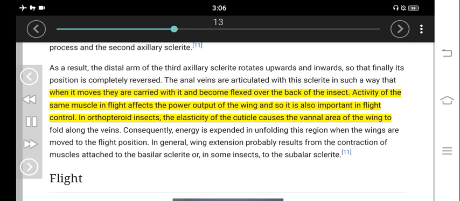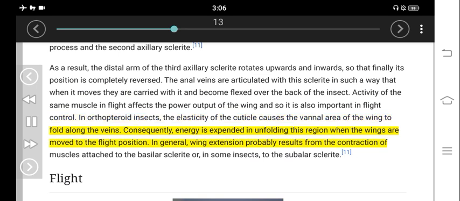Activity of the same muscle in flight affects the power output of the wing, and so it is also important in flight control. In orthopteroid insects, the elasticity of the cuticle causes the vannal area of the wing to fold along the veins. Consequently, energy is expended in unfolding this region when the wings are moved to the flight position. In general, wing extension probably results from the contraction of muscles attached to the basalar sclerite or, in some insects, to the subalar sclerite.